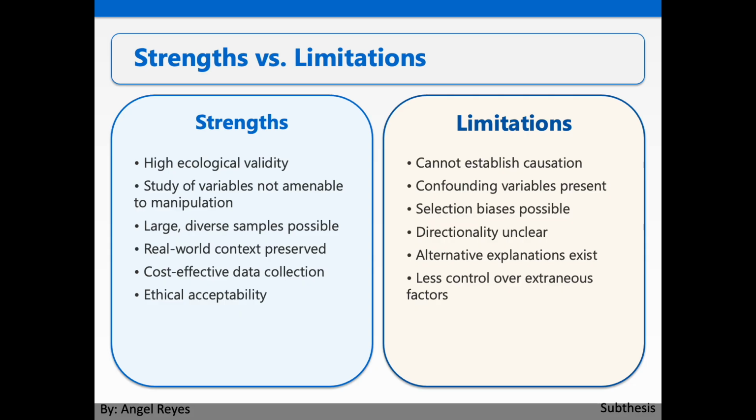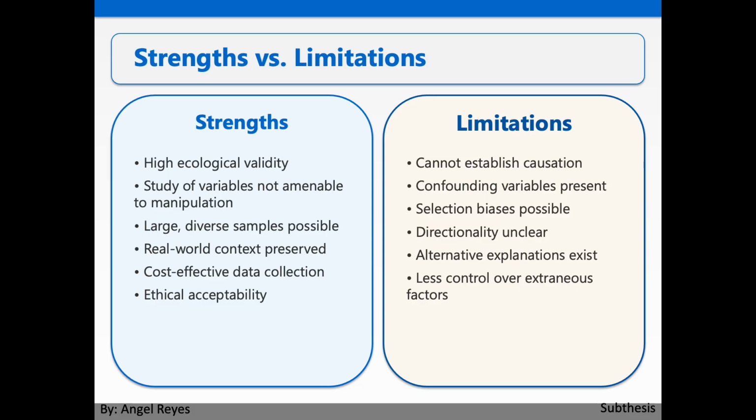Data collection is often cost-effective because we can use surveys, existing databases, or naturalistic observation rather than creating elaborate experimental setups. And there are fewer ethical concerns because we're not manipulating or potentially harming participants. But the limitations are real and important. We cannot establish causation with the same confidence as experimental research. The relationships we find might be due to third variables we haven't measured or considered.